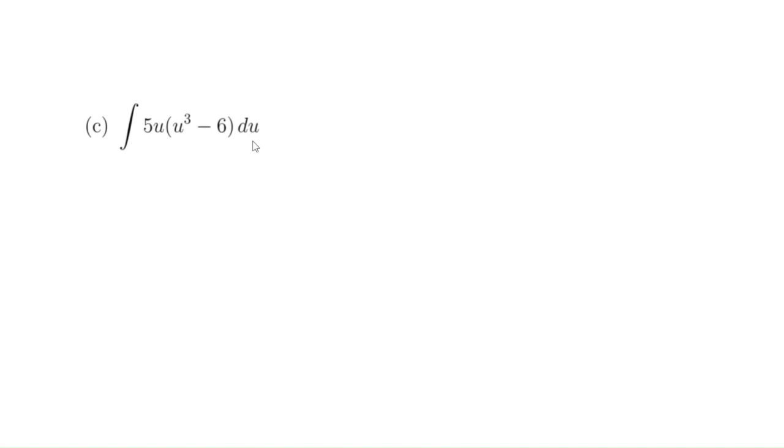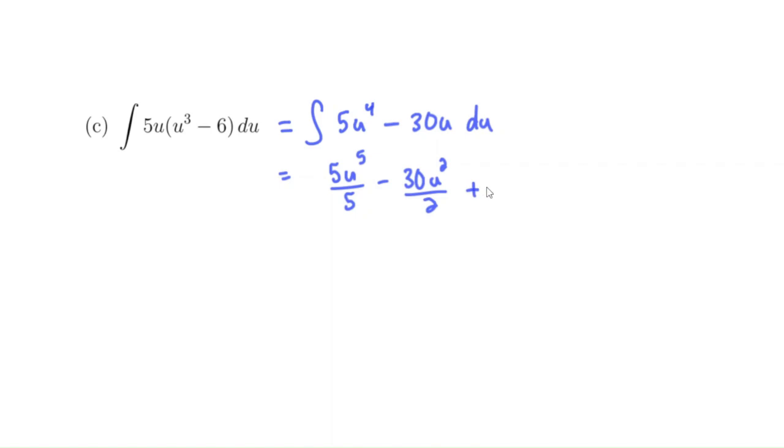Well, notice, by the way, we have a different variable here. We have the variable u. But how do we do this? Well, we're just going to distribute the 5u here. So let's rewrite this as the integral of, well, 5u times u cubed would be 5u to the 4th minus 30u du. Okay, so we just distributed the 5u here. Now we're going to integrate this. This is 5u to the 4th. The integral is going to be 5u to the 5th over 5 minus 30u squared over 2 plus c.